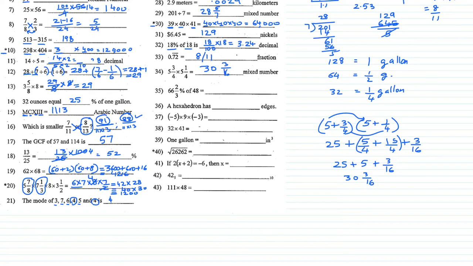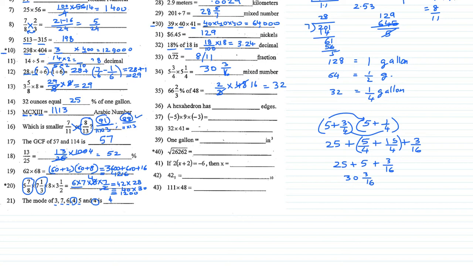Question 35, 66 2/3 percent of 48. 66 2/3 percent is nothing but 2/3. So 2/3 of 48, 48 divided by 3 is 16, so we get 32.